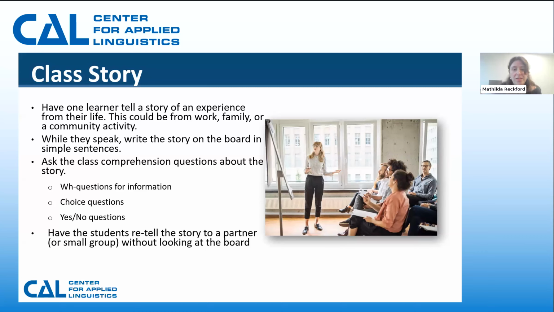and then the teacher asks the class comprehension questions about the story. You can ask a variety of question types, so WH questions that are more open-ended, or you can ask choice questions like, did he go to the park or did he go to the store? Or you could ask yes or no questions. Afterwards, the students retell the story to a partner without looking at the board. So in this activity, you're modeling writing, and your students are practicing listening, reading, and speaking.